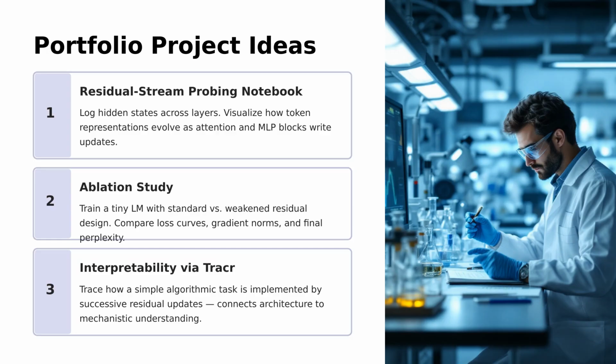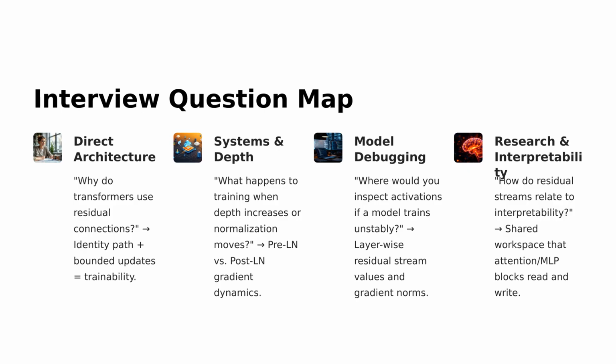Here are 3 strong portfolio project ideas. First, build a residual stream probing notebook that logs hidden states across layers and shows how token representations change as attention and MLP blocks add updates. Second, run an ablation study by training a small language model with standard versus weakened residual connections. Then compare loss, gradient norms, and perplexity. Third, use track to trace how a simple algorithm is built step by step through residual updates.